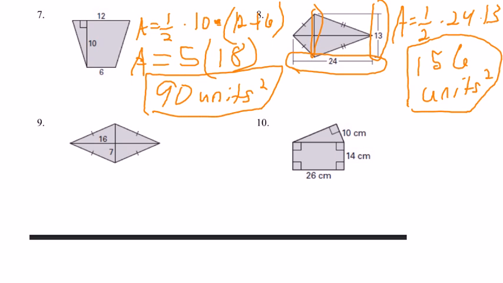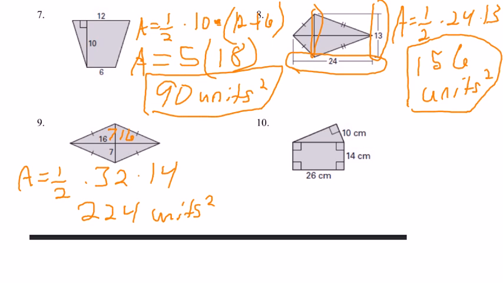Alright, number 9 is a rhombus, and although that's a different shape than number 8, the kite, they have the same formula for area. But what I want you to notice in number 9 is that 16, that's not the entire diagonal length, that's just half of it. So over here would be another 16, and same with the other diagonal, 7, this would also be 7 right here. So our area is going to be 1/2 times 32, that's 16 plus 16, times 14. So 1/2 times 32 times 14 is 224 square units.